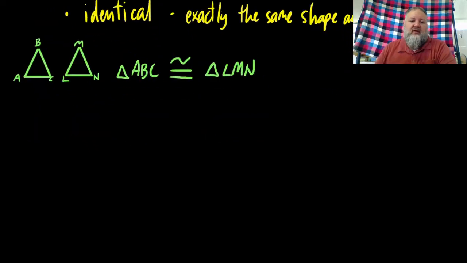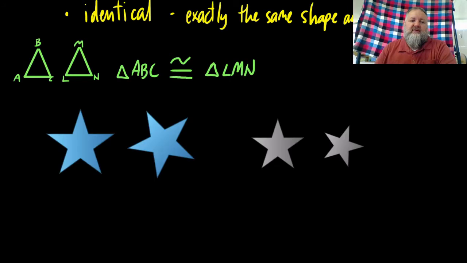So if I've got these stars, which ones are congruent? Well, obviously it's not these ones because they're not identical. They're not exactly the same size. These ones are congruent because they are the same size, even though they're not in the same orientation. Like that one's been rotated, it's still exactly the same.